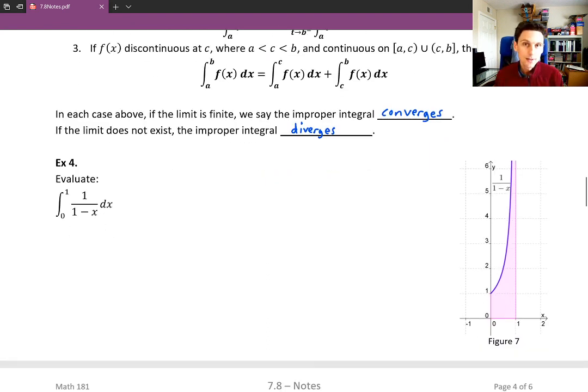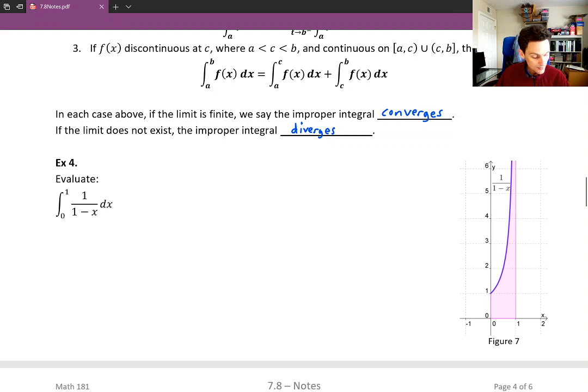Example 4 asks, find the integral from 0 to 1 of 1 over 1 minus x dx. So where is the discontinuity? If you said x equals 1, that's correct. When x equals 1, the function is undefined and therefore discontinuous.